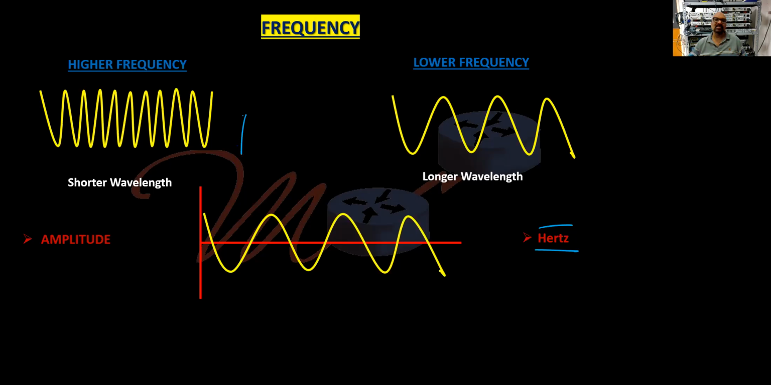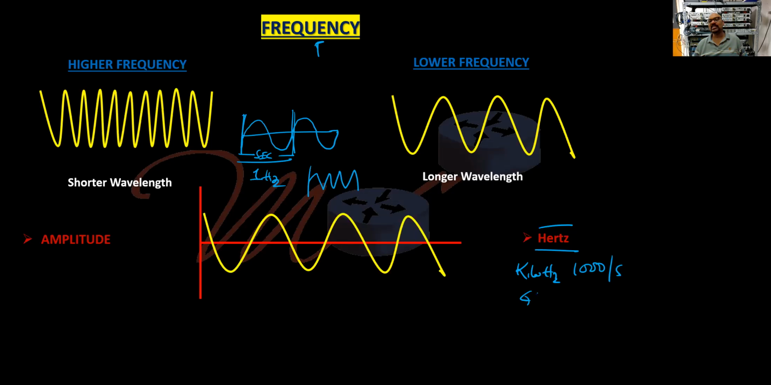So if you see a signal, this is a wrong diagram, I only drew it. This is one cycle. If it repeats, this is another one. So one cycle in a second, that is 1 hertz. The signal repeats. Kilohertz means in a second, 1000 cycles per second. That is the frequency. Megahertz is 1000 kilohertz. Gigahertz is a billion times per second.